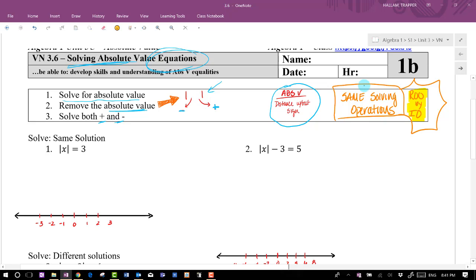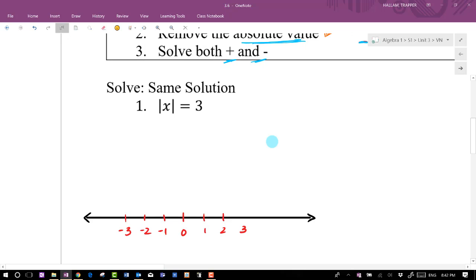Remember, one key thing is that absolute value does work with the same solving operations that we're used to, mainly with linears and all of our polynomials that we've been working with. Okay, let's get right down to it. On this first example here, it says solve this. So we've got the absolute value of x equals 3. This is a pretty basic one.